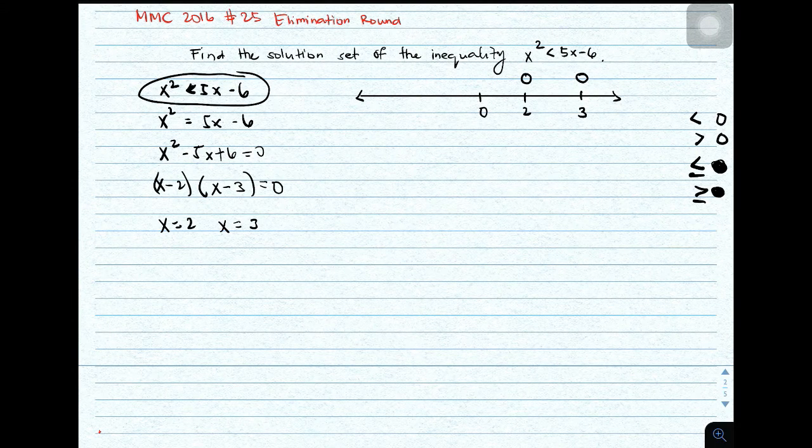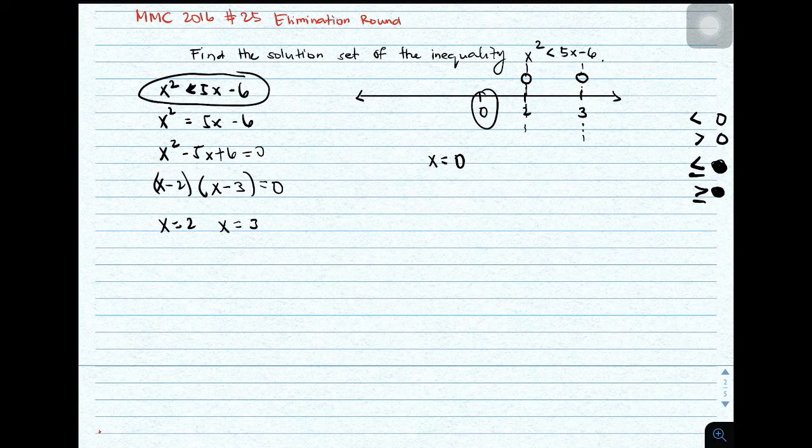Ngayon, kung mapansin nyo, nahati sa tatlong region yung ating number line. Meron dito, sa kaliwa, meron sa gitna, at meron sa kanan. Ngayon, hindi na natin kailangan kumuha ng test point sa bawat region. Ang gagawin na lang natin, hanapin natin yung region kung nasan yung 0. So, yung 0 natin ay nandito kasi siya yung pinakamadaling gamitin. So, you will use x is equal to 0 para maging test point natin sa given inequality.